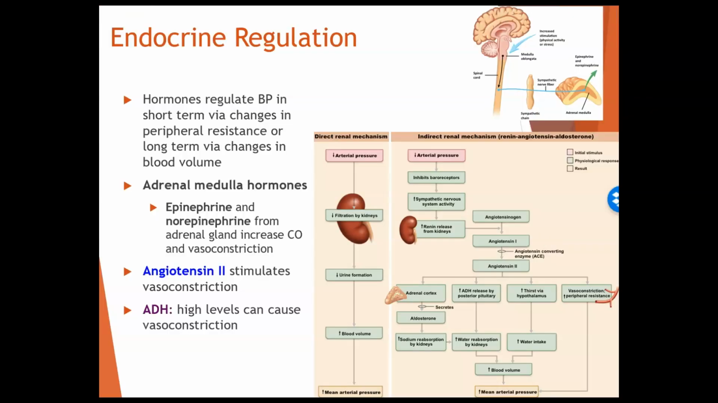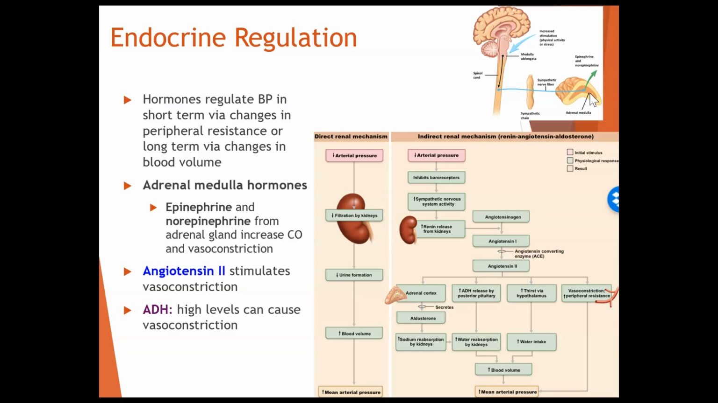So we are going to skip through the poll questions since we are not live and get right to our endocrine regulation now. Our hormones are also able to regulate our blood pressure in short term through changes in peripheral resistance and in long term through changes in our blood volume. So something that helps us do this are the hormones that our adrenal medulla releases. So that's what I like to call the party hat that sits on top of the kidney. And the medulla is this inner portion in here.